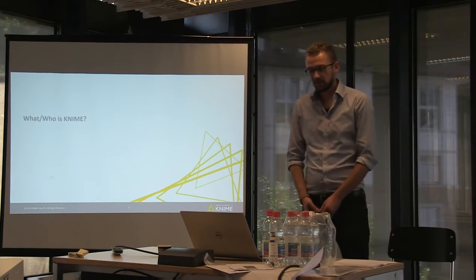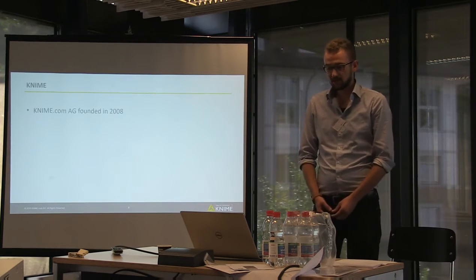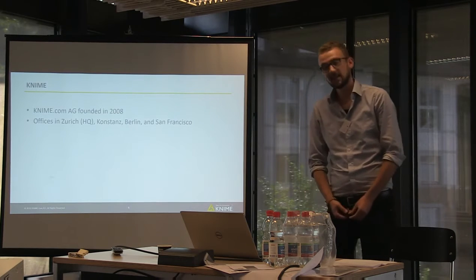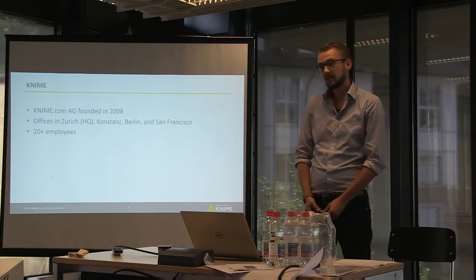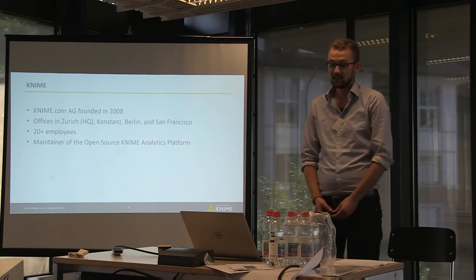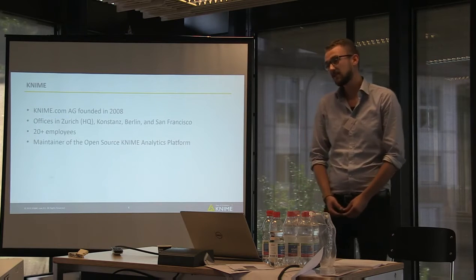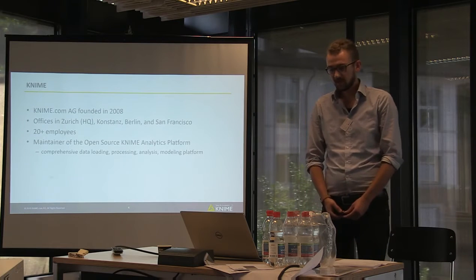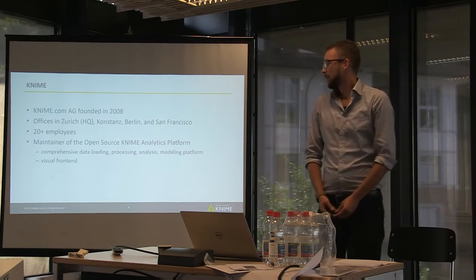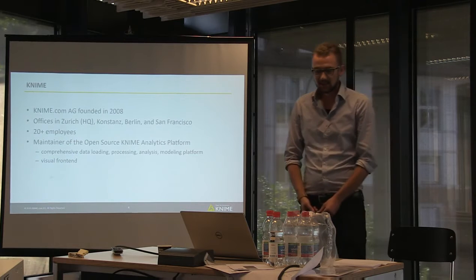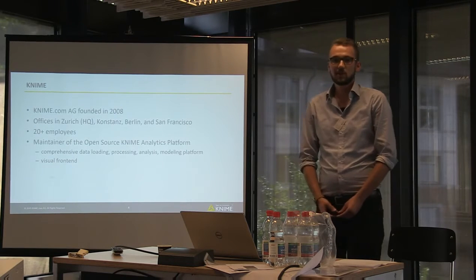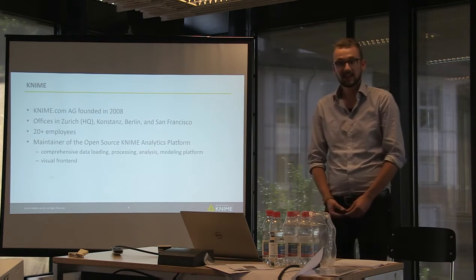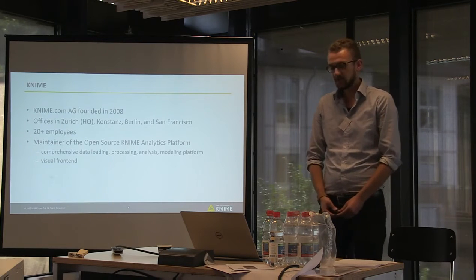So let's start with what and who is KNIME. We were founded in 2008. We have offices in Zurich, Constance, Berlin, and San Francisco. Currently we have 120 employees, and we are the maintainer of the open source KNIME Analytics Platform, which is a powerful data analysis and pre-processing tool. One nice thing about it is it has a visual front end, so you can create your data pipeline without having to write a single line of code. Of course you can if you want, but you don't have to.